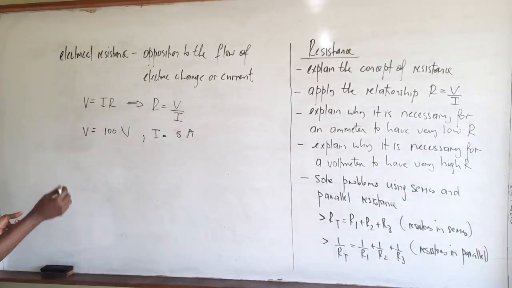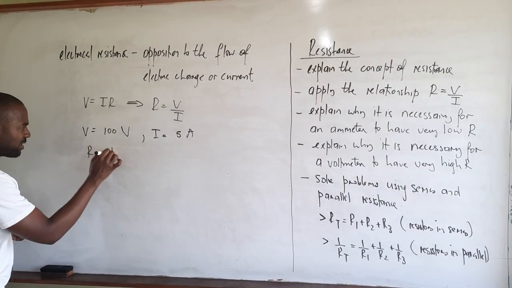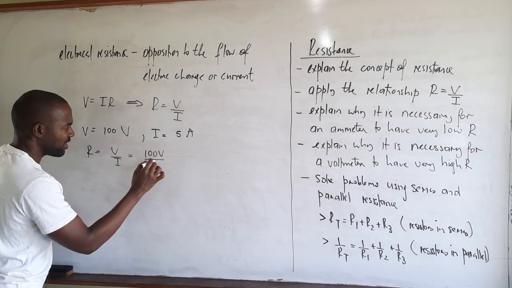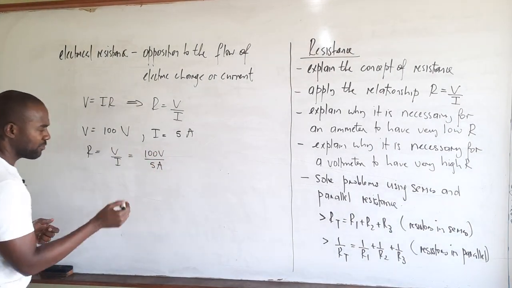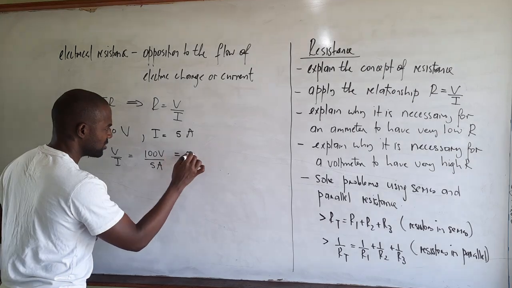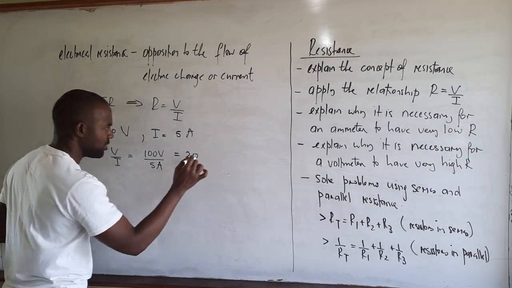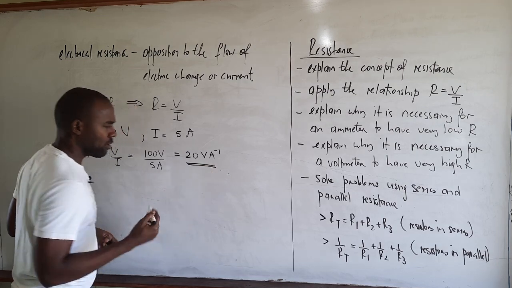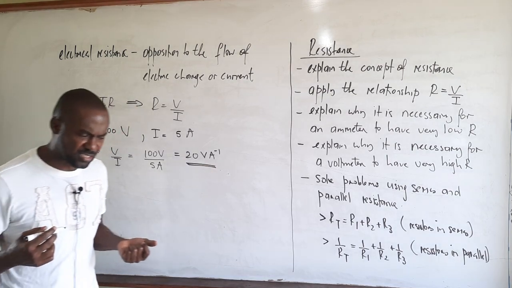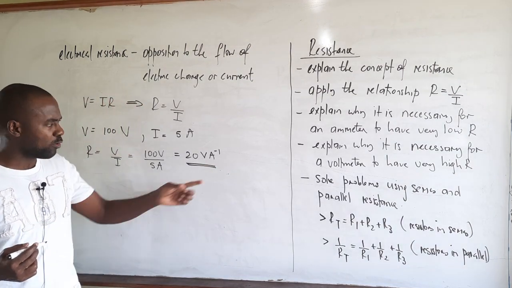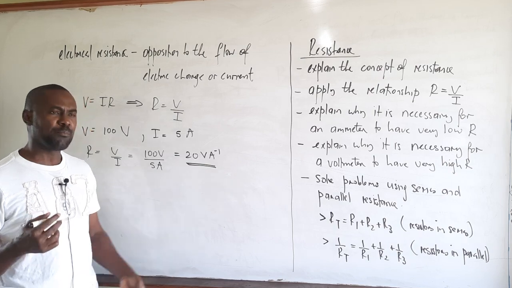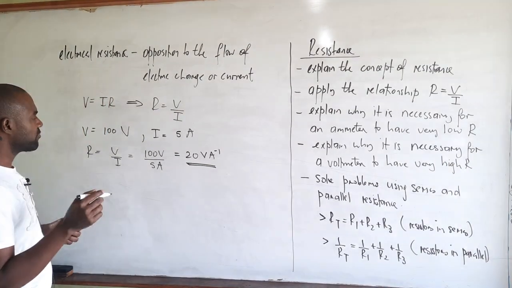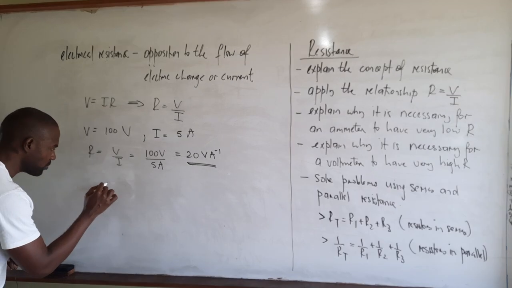Then the resistance R, given by V over I, would be equal to 100 volts divided by 5 amperes, and of course, 100 divided by 5 gives us 20. Now this unit would be the volt per ampere because we're dividing volts by amperes. But when calculating resistance, we don't often write out volt per ampere. The volt per ampere is equivalent to what is called the ohm. So the SI unit of resistance is the ohm.